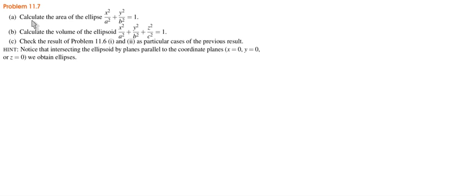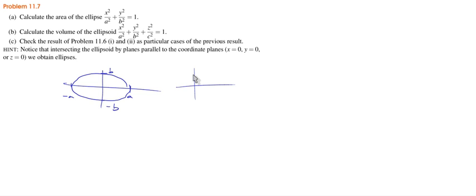Problem 11.7. Calculate the area of the ellipse x squared over a squared plus y squared over b squared equals 1. Okay, so we've done similar things before. We've dealt with this ellipse, right? This is a, this is minus a, this is b, this is minus b. Now the area of this, it's obvious that if we just deal with this quadrant and compute this area, the area of this ellipse is going to be 4 times this, right?